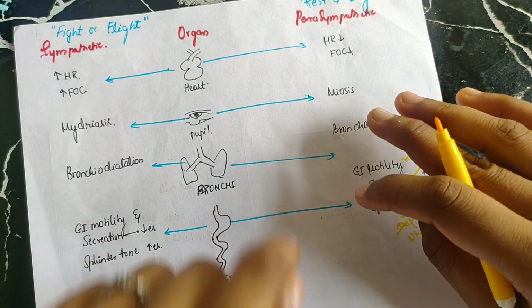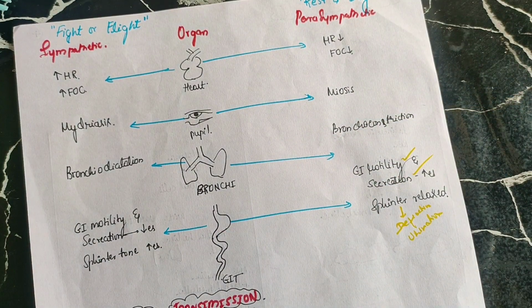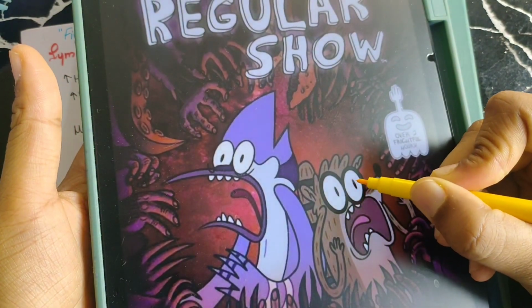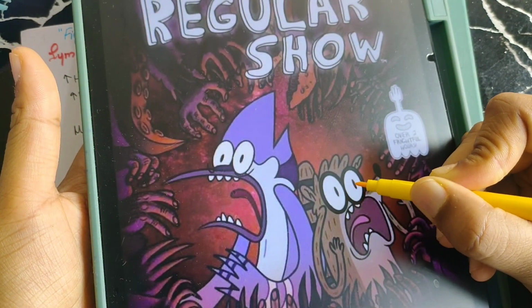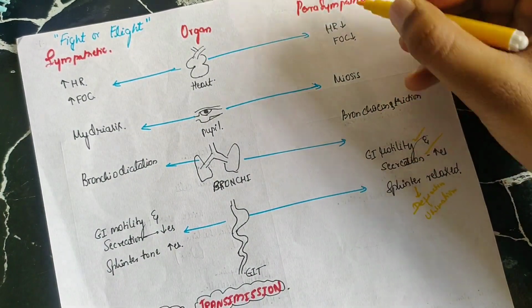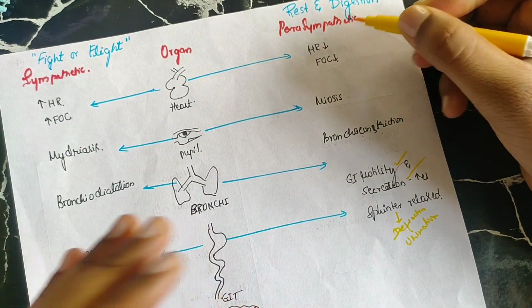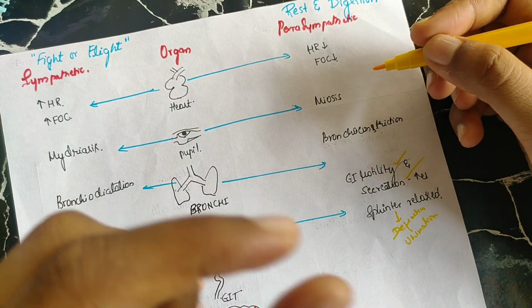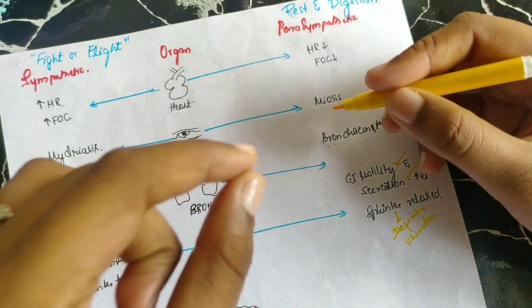And when you are scared of something, pupil dilation will occur, that is, mydriasis will occur. But when you are calm like the baby, the pupil will be constricted. So miosis will occur in parasympathetic stimulation on the pupil. Miosis occurs because of the constrictor pupillae. It acts on the constrictor pupillae.